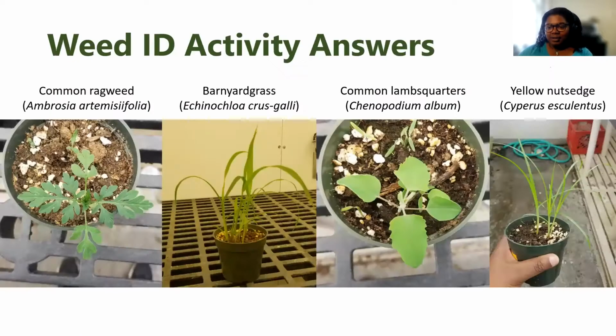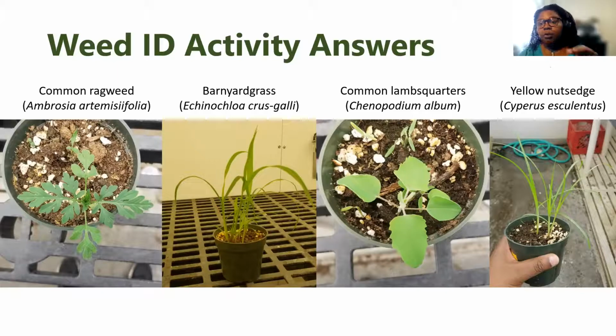Here are the answers. So yes, plant C is absolutely lamb's quarters. Great answer. If you look at the reference document, you can see that it has these dentate or toothed leaves. It has this sort of triangular shape.